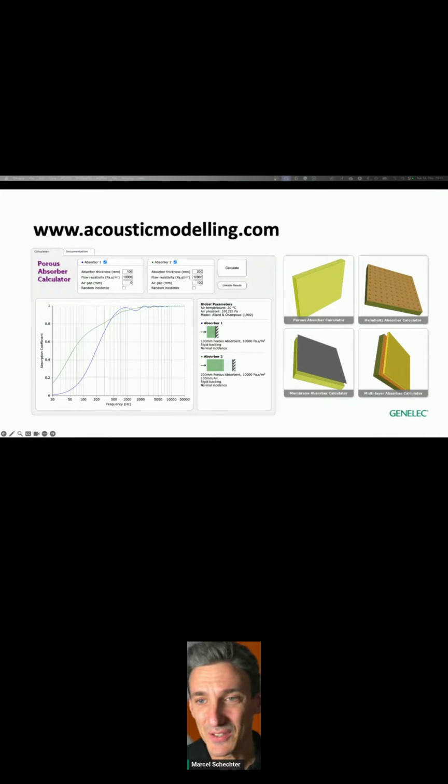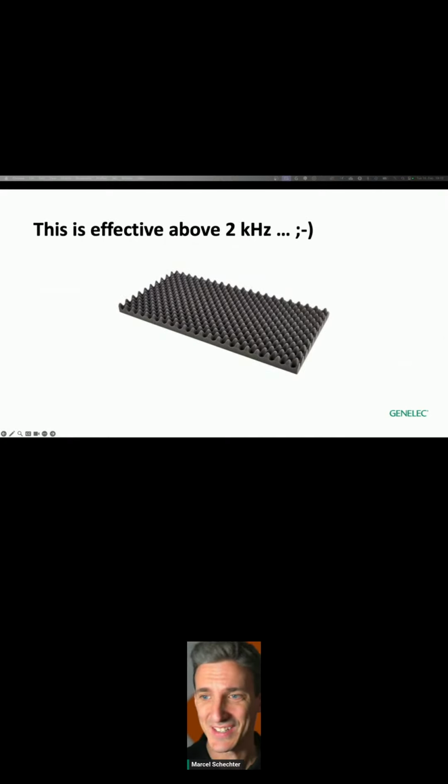If you want to dig into this deeper, one more link. This is very useful. It's acousticmodeling.com, and they have wonderful calculators for different types of absorbers. So you can just enter the flow resistivity of the material, for example, check out mineral wool. And then you can add the thickness of the absorber and the air gap. And then you get a really nice calculation of how the absorption looks. Very useful.